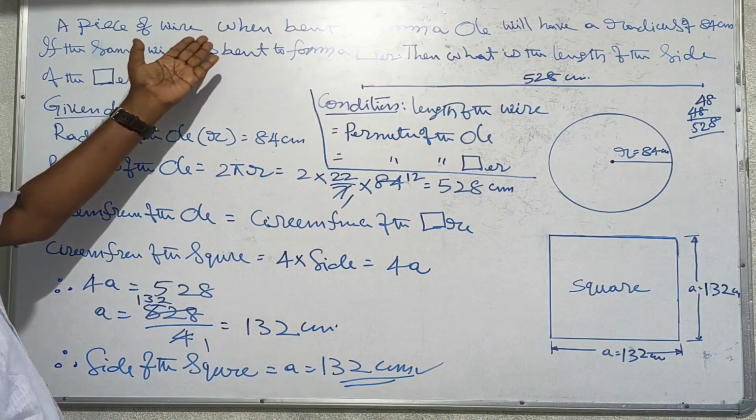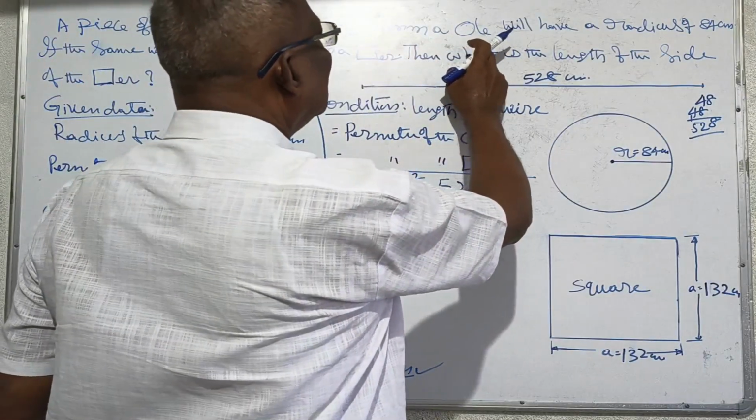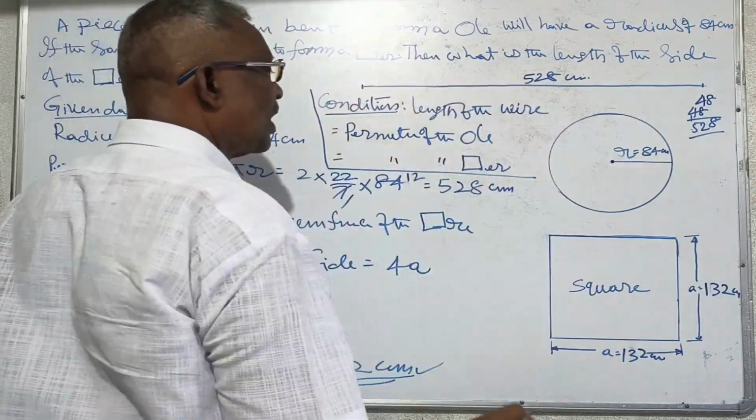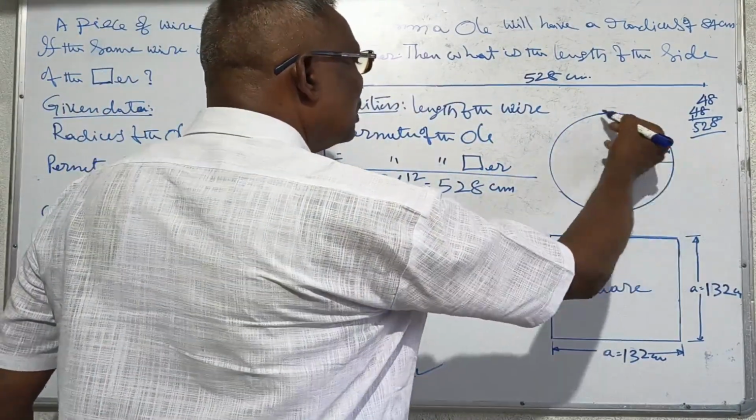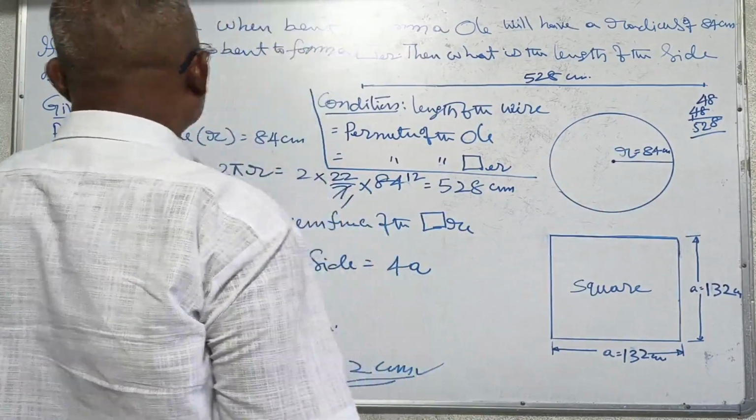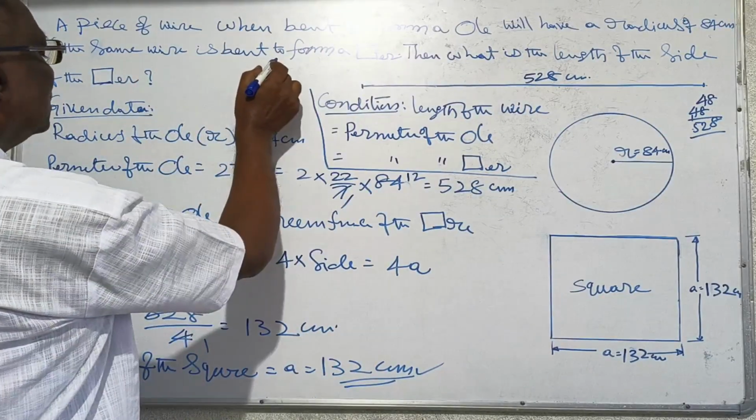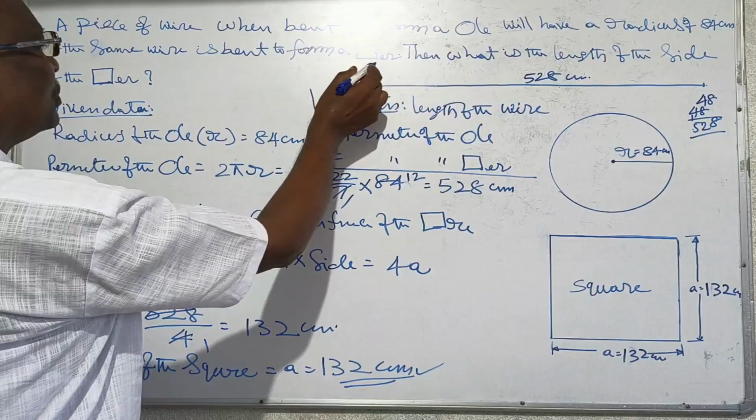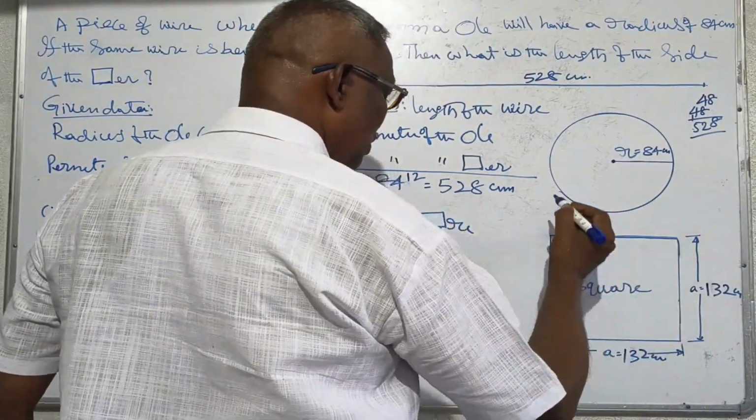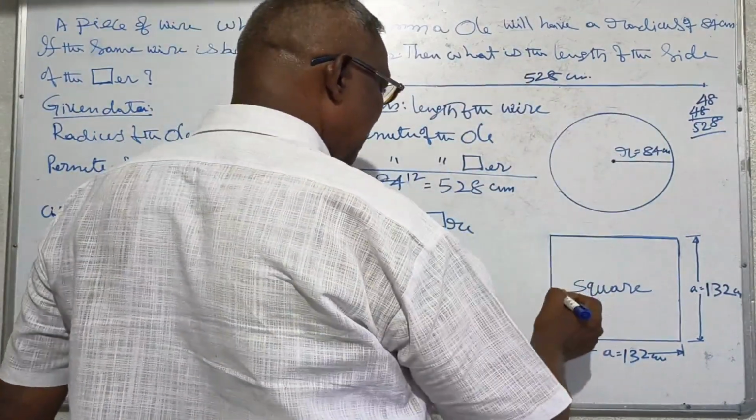A piece of wire, when bent to form a circle, will have the radius of 84 centimeter. So this is a piece of the wire. It is bent in the form of circle. It has the radius of 84 centimeter. That is the first condition. Next, second condition. If the same wire is bent in the form of a square, then what is the length of side?